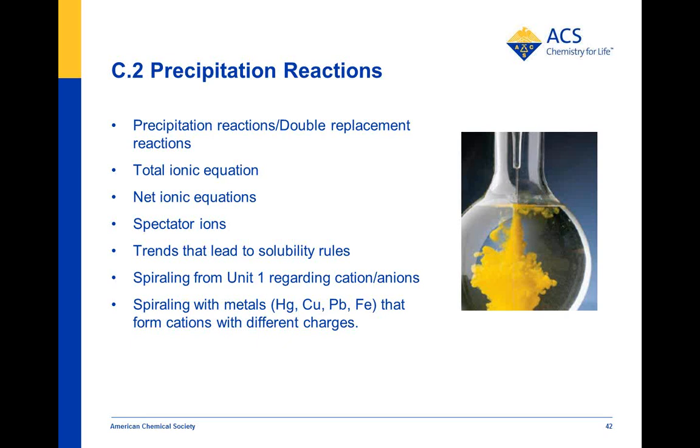We're going to look at trends that led to our solubility rules, and we're going to use our knowledge of cations and anions that came up in Unit 1. So they're going all the way back to the very beginning. You're going to need to keep those cations and anions handy, make sure they know what those are, because they're going to use those again in this section. We're also going to use spiraling with metals like mercury, copper, lead, and iron, and they talk about how they form cations with different charges. So we're pulling back a lot of information here to bring into our knowledge of precipitation reactions.